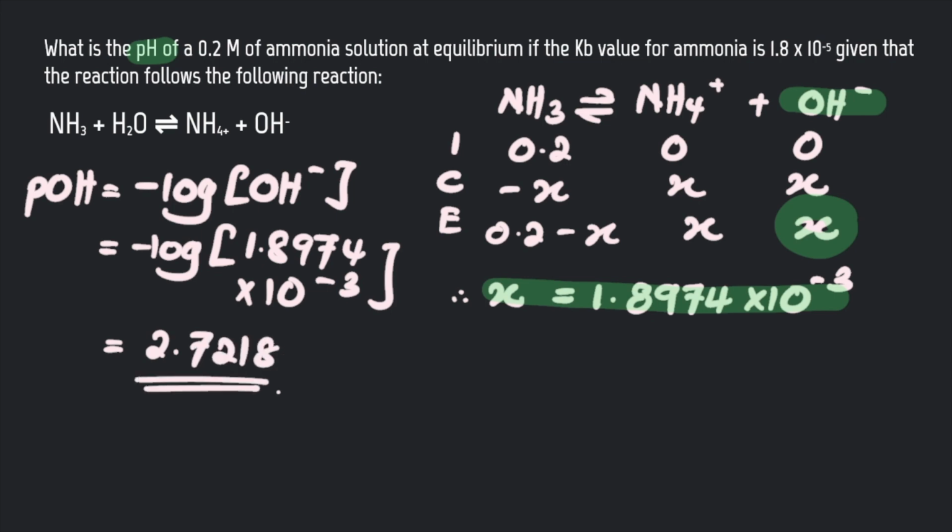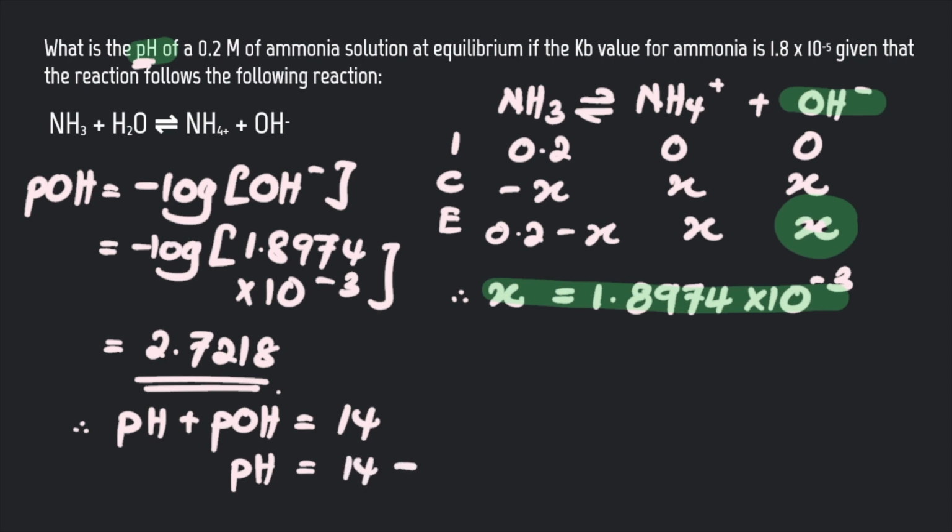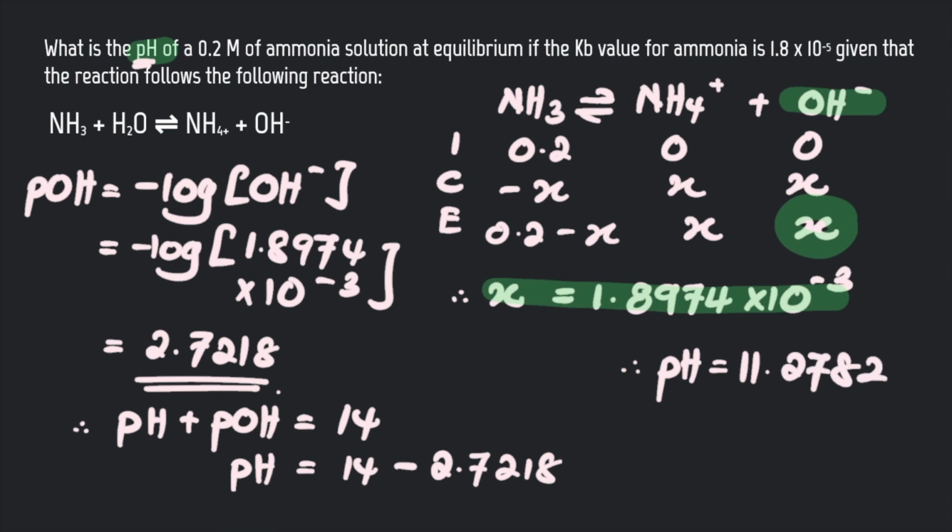So you will get your pOH is equivalent to 2.7218. But you were asked to calculate the pH. So pH plus pOH is equivalent to 14. Your pH is equivalent to 14 minus your pOH, 2.7218. Therefore, your pH should be equivalent to 11.2782. This is valid because this is an ammonia solution. It's not an acid, it's a base, so definitely the pH should be more than 7. So this is the final answer for the third question.